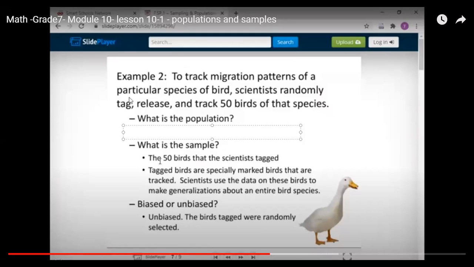Track migration patterns of a particular species of bird. Scientists randomly tag, release, and track birds of that species.